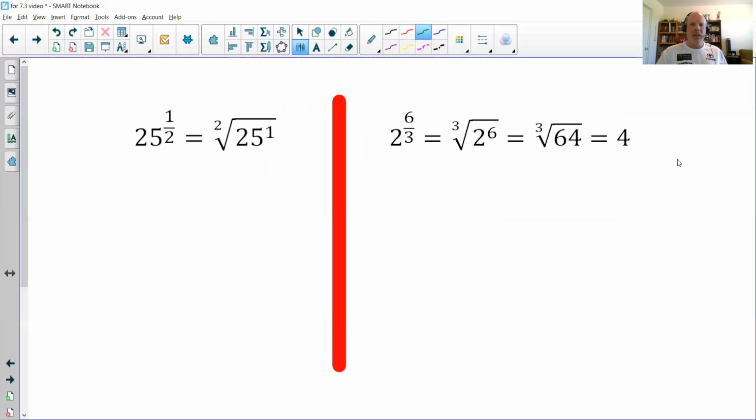A couple of quick examples. If I take the number 25 and raise it to the 1/2 power, all I have to do to rewrite this as a radical is move that denominator of 2 in the exponent to the index. The numerator remains as an exponent of the base. So 25 to the 1/2 power is the same as square root of 25, which of course is 5.